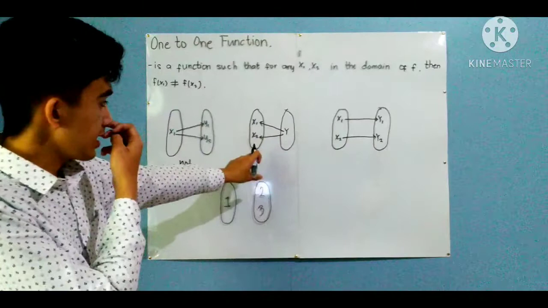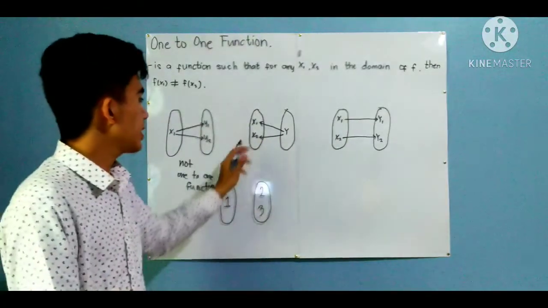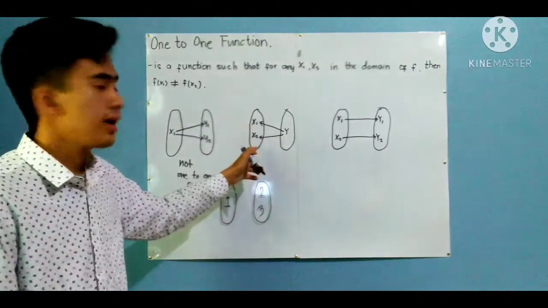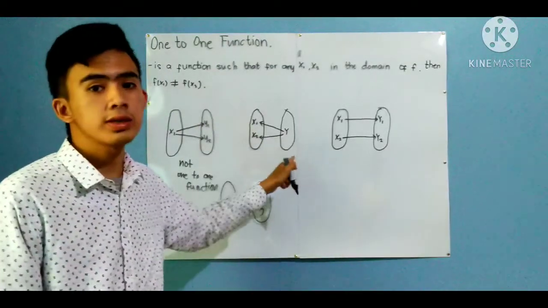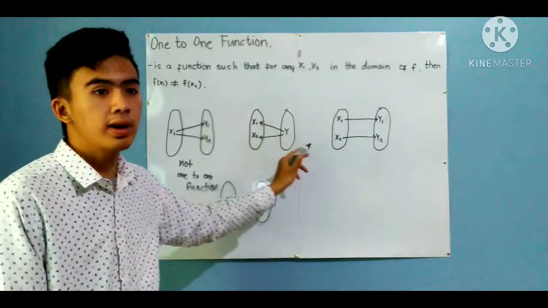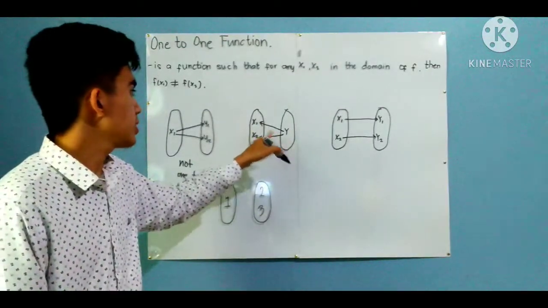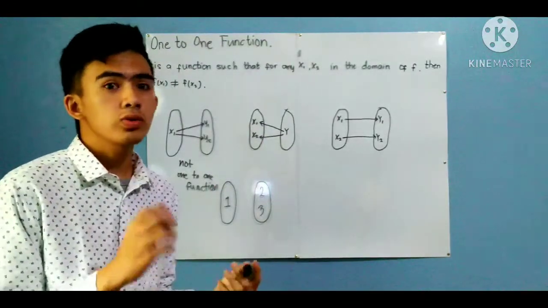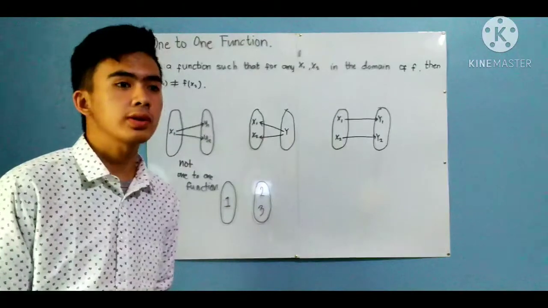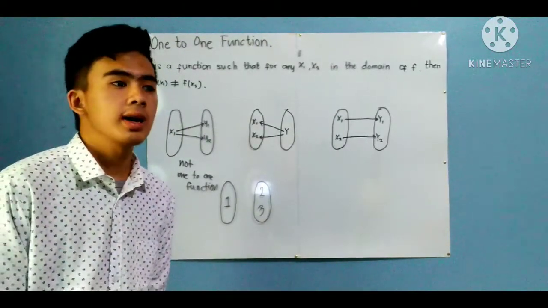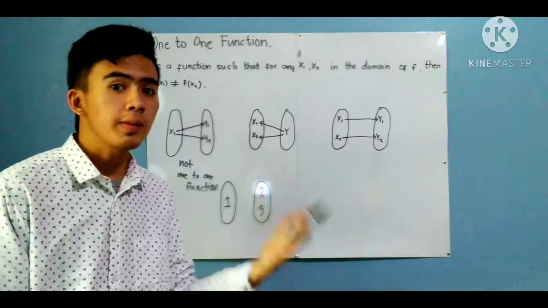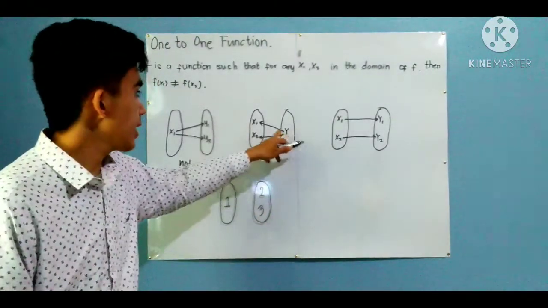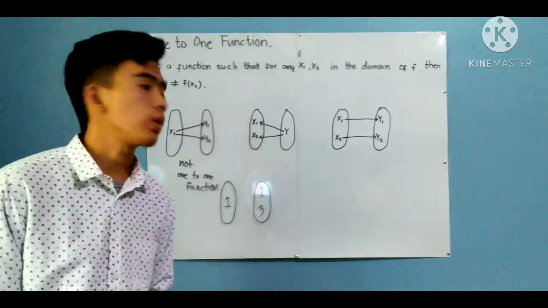Dito naman sa second na example, makikita natin yung domain natin, x sub 1 and x sub 2, at ito yung range natin which is y. Makikita natin na yung y in the range ay naka-pair siya sa domain na x sub 1 at x sub 2. According to yung sinabi ko kanina na definition, ang one-to-one function kailangan yung element of x naka-pair siya in one element of y. Makikita natin na naka-pair siya sa dalawa, so it is not a one-to-one function.